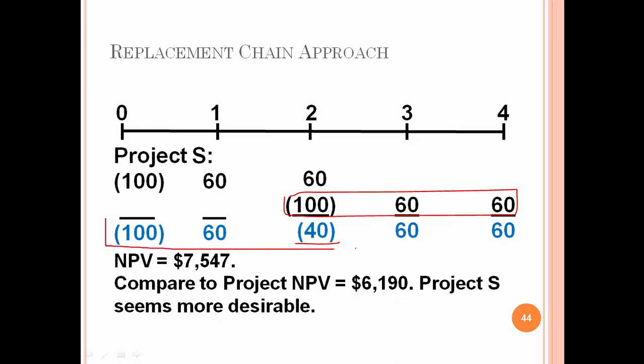Then we look at this timeline and we calculate NPV based on 10% WACC. And now NPV for this is 7,547. And this is greater than the NPV of project L, which is 6,190. So in that case, project S seems to be more desirable.